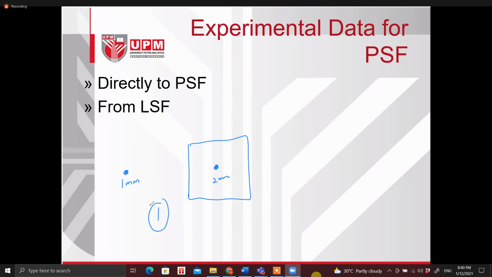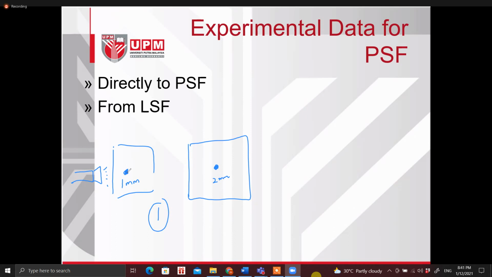Number two, instead of using a point as our source, you can have a torchlight, and then create a cardboard with just one small hole with the size of 1 millimeter. This is one experiment that can be done. That's why I use this title, experimental data for point spread function. This is how an experiment can be done to see the effect of the point spread function on your blurred image.